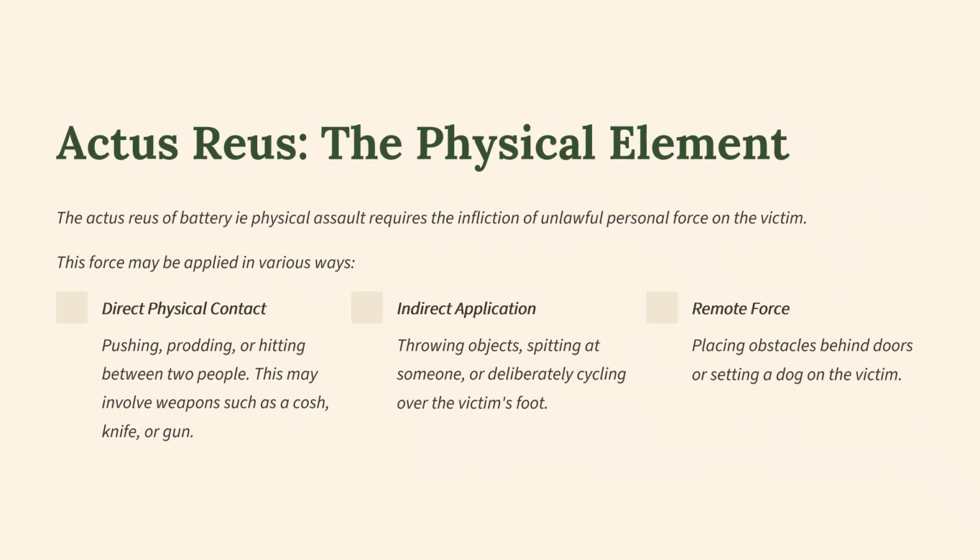So let's look at the actus reus of battery, or the physical elements. The actus reus of battery, i.e. physical assault, requires the infliction of unlawful personal force on the victim. This force may be applied in various ways: direct physical contact, pushing, prodding or hitting between two people. This may involve weapons such as a cosh, knife or gun. Indirect application, throwing objects, spitting at someone, or deliberately cycling over the defendant's foot. Or remote force, placing obstacles behind a door or setting a dog on the victim.